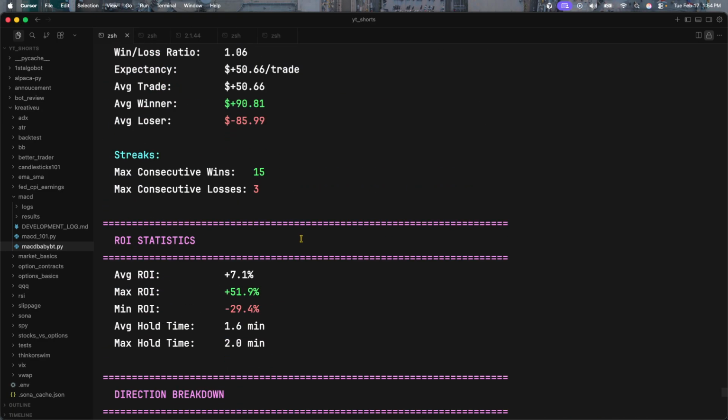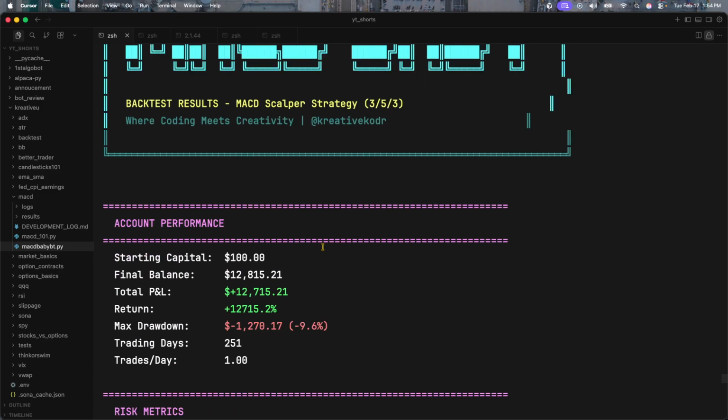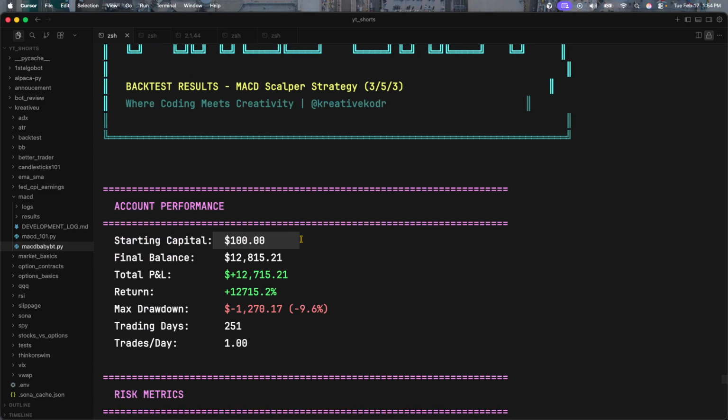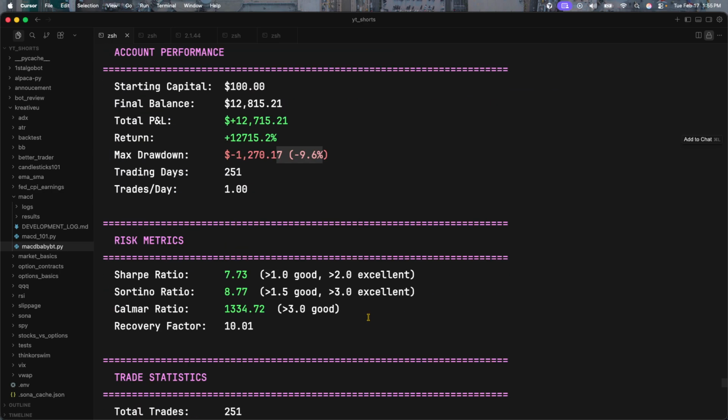All right, let's talk about the back test. The back test was able to go from $100, start at $100, then it went to $12,815.21. So the total profits was almost 12,000%. Max drawdown: at one point in time the strategy was down $1,200, but it was able to rally to 12,000. So drawdown percent is under 10%, so that's not that bad.